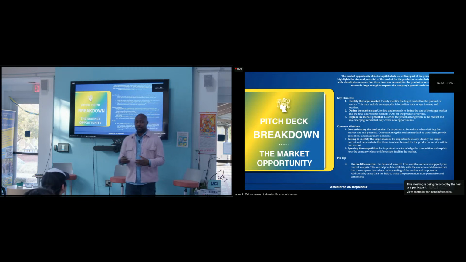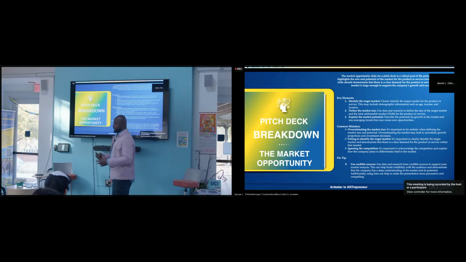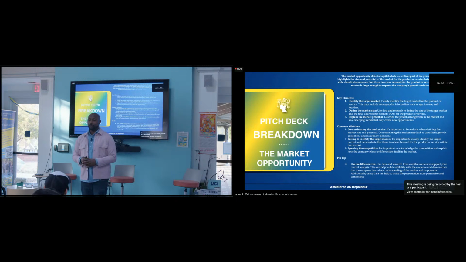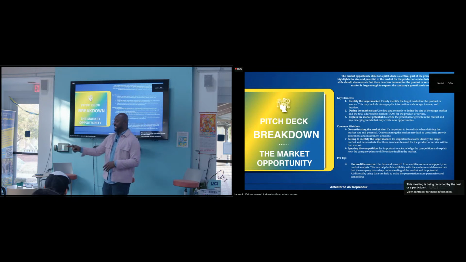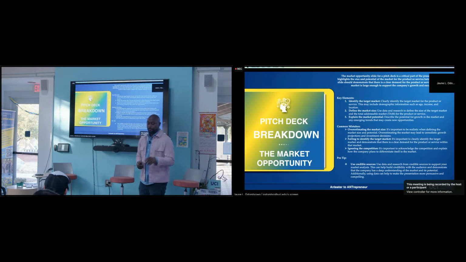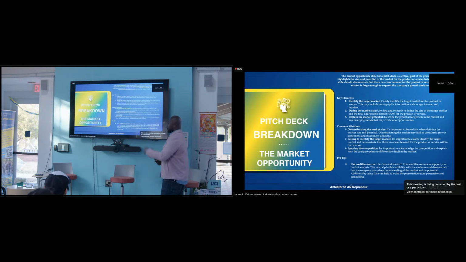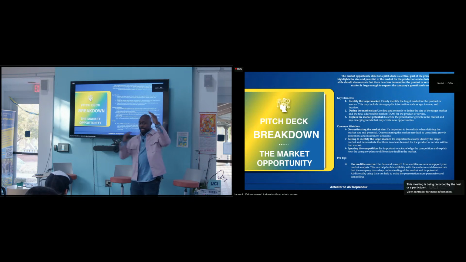Then define the market size. We're going to talk about the market size: the TAM, SAM, and SOM. These terms are challenging, but we're going to break them down later. You probably see it inside the sheet that I gave you. You talk about the big market, the medium market.